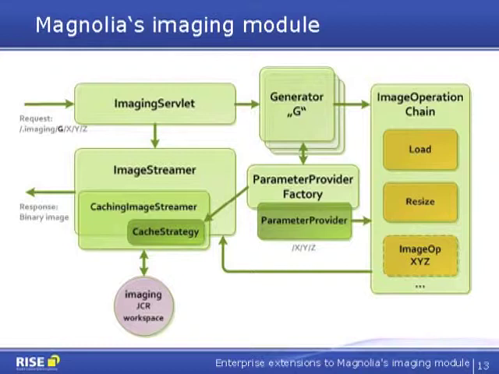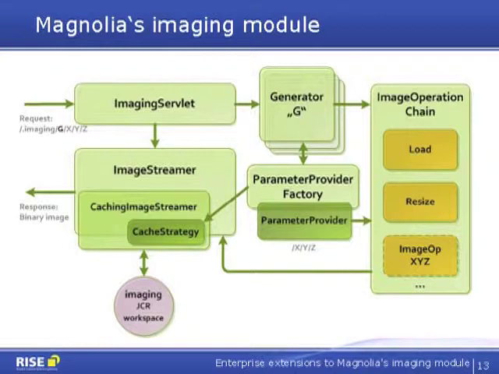The imaging servlet directly makes use of something called an image streamer. The image streamer basically takes pixel data, converts it back into an image file format, and streams it out in the response to the requesting client browser. And it also handles the caching of the images, as mentioned before.